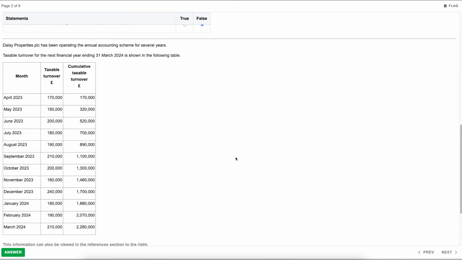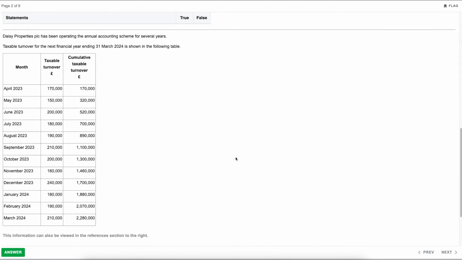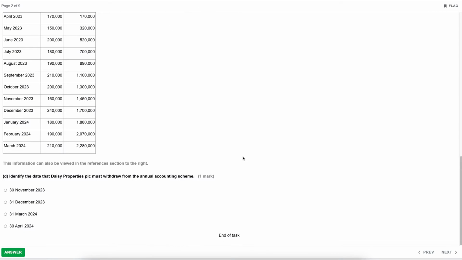Moving on to the last question then for task 1. Daisy Properties plc has been operating the annual accounting scheme for several years. Taxable turnover for the next financial year ending the 31st of March 2024 is shown in the following table. And then the question states, identify the date that Daisy Properties plc must withdraw from the annual accounting scheme. Again, 1 mark for the correct answer.